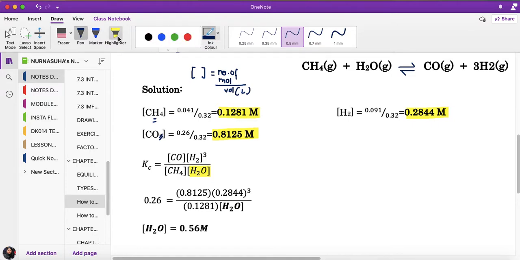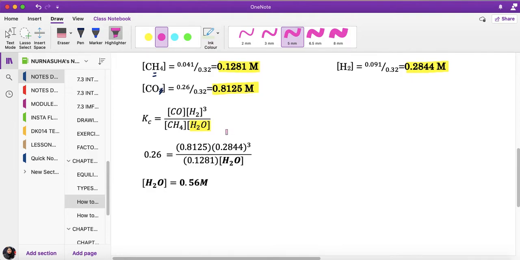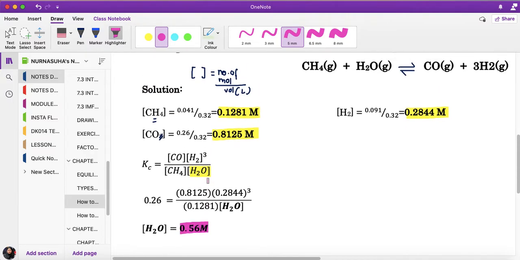So the next step is you press the calculator. Okay, so you should get 0.86 molar. So that is the concentration of water. Remember, concentration must be in the unit molarity or mole per liter. So I suggest you write capital M, or mole per liter.